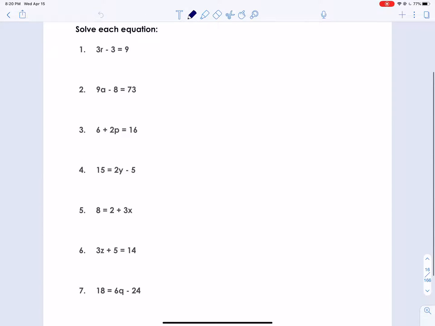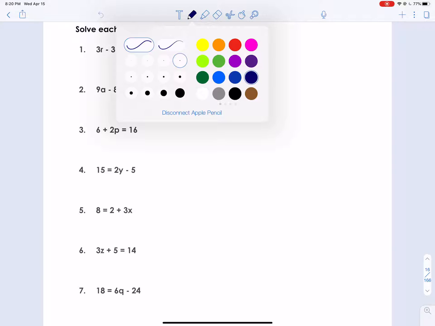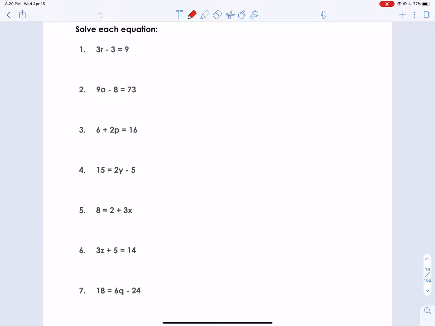So let's just choose one, maybe number 2. All right, so we're solving for a. The first step is to eliminate the numbers on the same side as a. So we're going to add 8 to both sides. So that would make this 0. And then we're left with 9a equals 81. We're just adding 73 and 8.